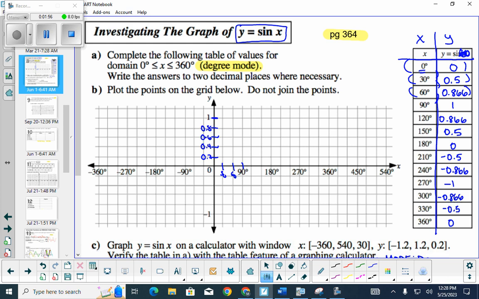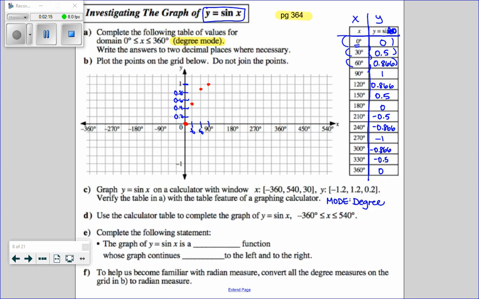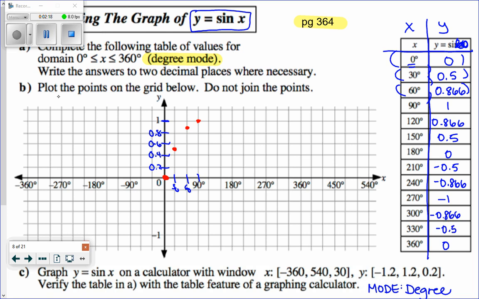So what we're going to do is just plot these points. So 0, 0, 30, 0.5, 60, 0.86, 90, 1. No, my handwriting's atrocious. Does that make it better? A little bigger? Okay.